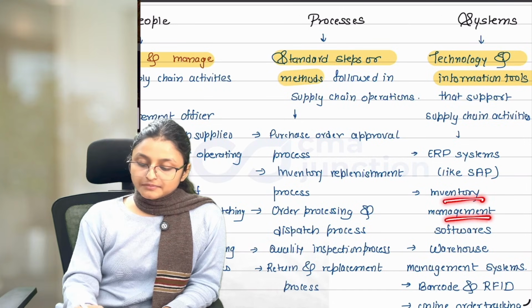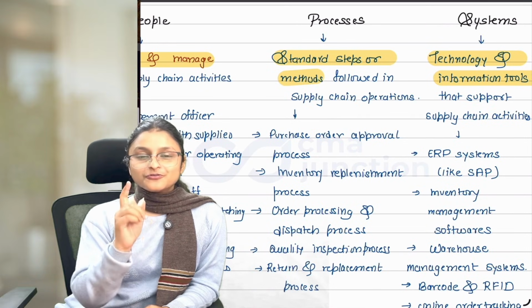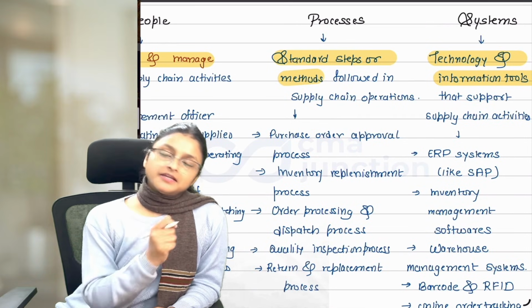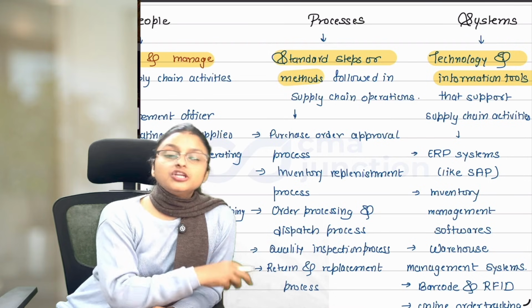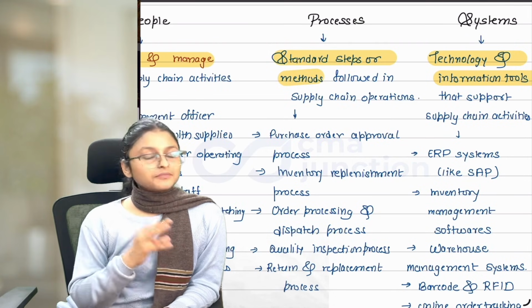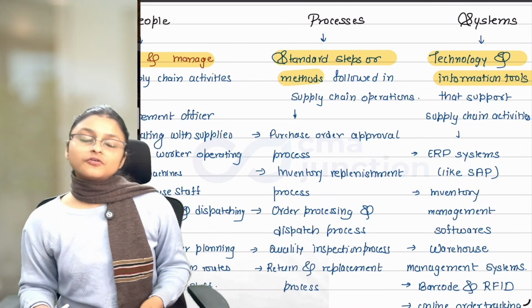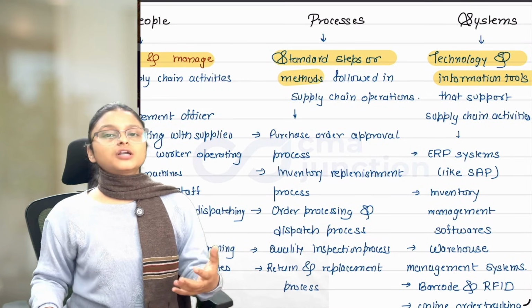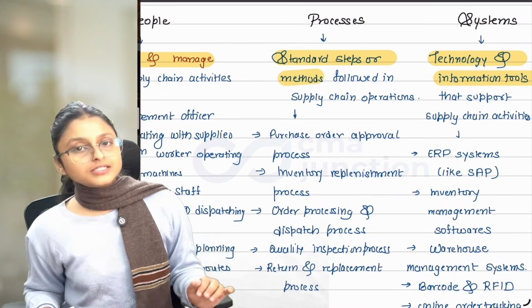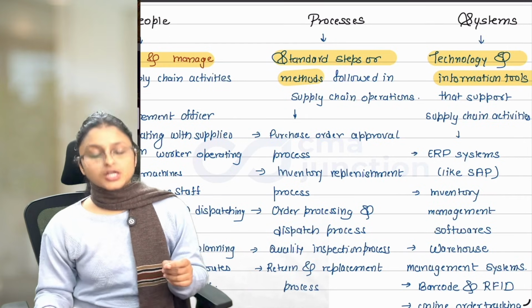Next comes inventory management software. We are going to focus on inventory replenishment. Whenever there is no inventory, we need to get it from the supplier, right? And for that, we have some inventory management software which makes it easier for us to get the inventory on time so that there is no delay in production.